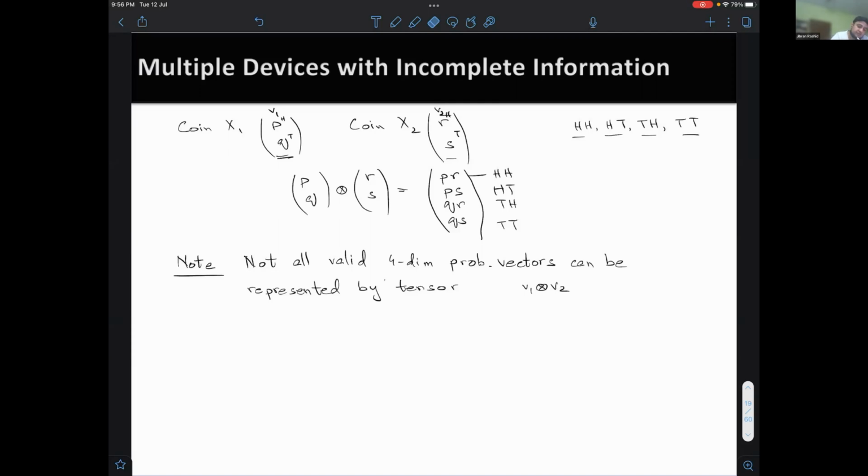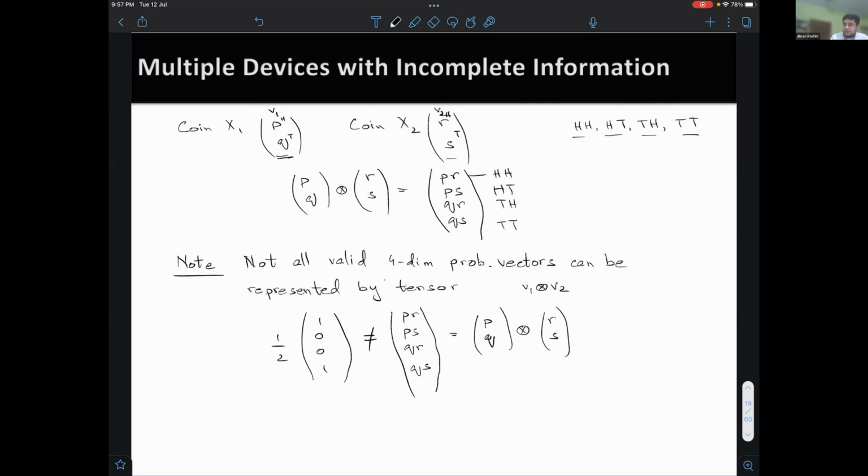For example, the vector half 1, 0, 0, 1 cannot be written in the form PR, PS, QR, QS, which itself came from this representation. So already classically, we do have these notions that you have one physical system, a larger physical system, which is represented by this one, not admitting a physical or even a mathematical decomposition in terms of 2 smaller physical systems. And we'll compare and contrast this when we get to quantum entanglement. So just keep at the back of your mind this lack of decomposition: there do exist indeed larger probability vectors that cannot be decomposed into smaller probabilities.